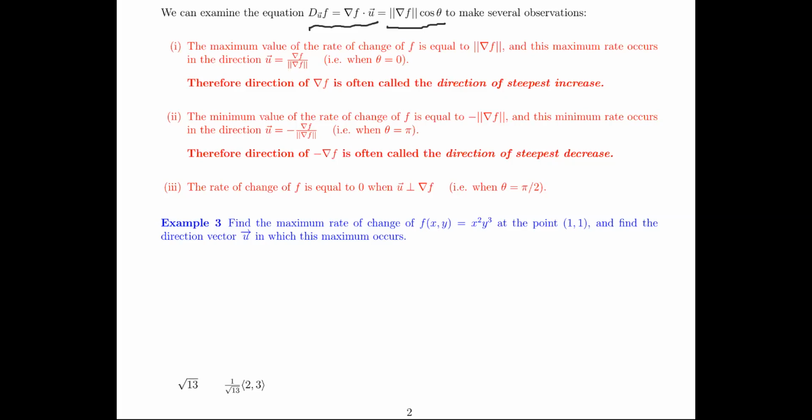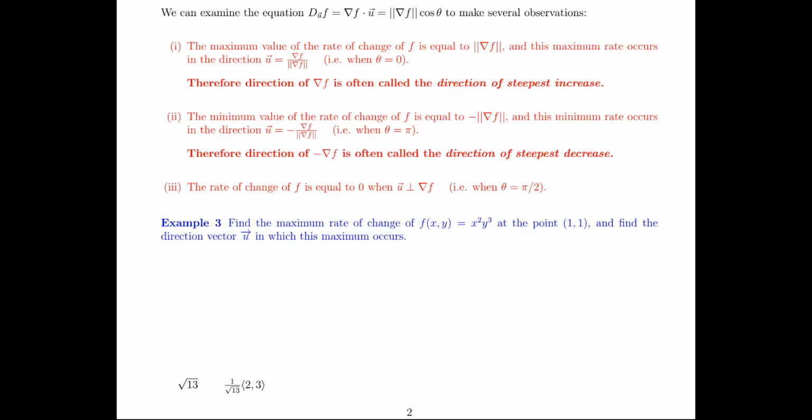Similarly, we have an expression for the minimum value, and that is just the negative of the magnitude of the gradient vector of f. And then, furthermore, the rate of change of f is equal to 0 when u is perpendicular to the gradient of f. We realize that because we have a dot product here between the gradient of f and u. That value is 0 if those two vectors are perpendicular. So the rate of change, or the directional derivative, is 0 when those two vectors are perpendicular.